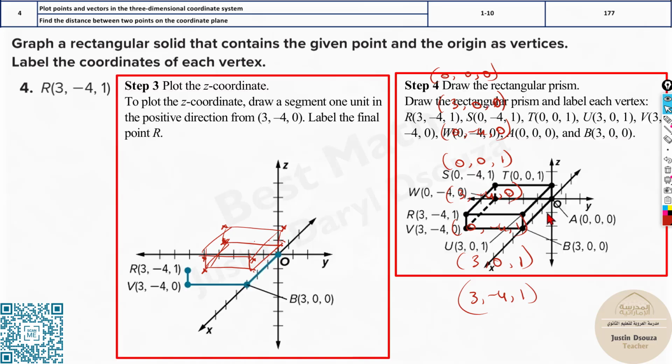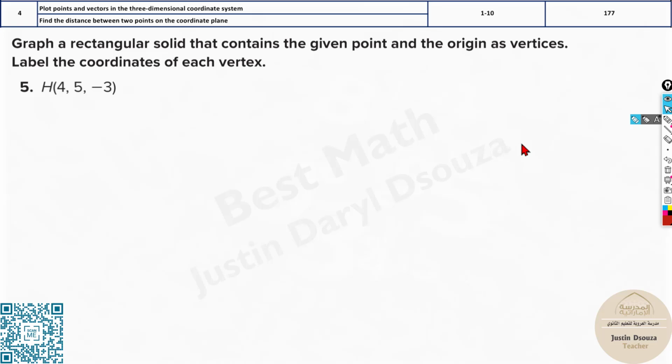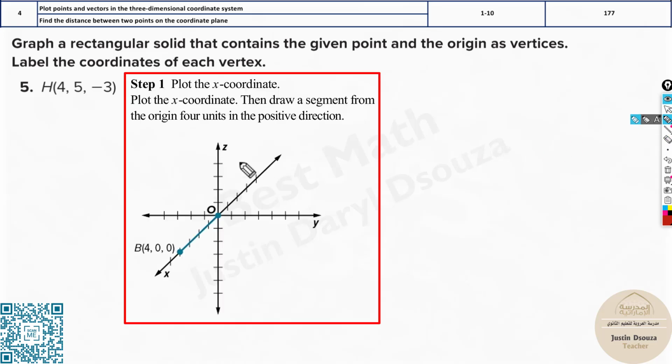So you can see the figure is here. That's the correct answer. Let's do the fifth one. We need at least one grid. And now I'll write the points 0, 0, 0, 4, 0, and 0. I hope this is all clear. You can just move to the next problems.